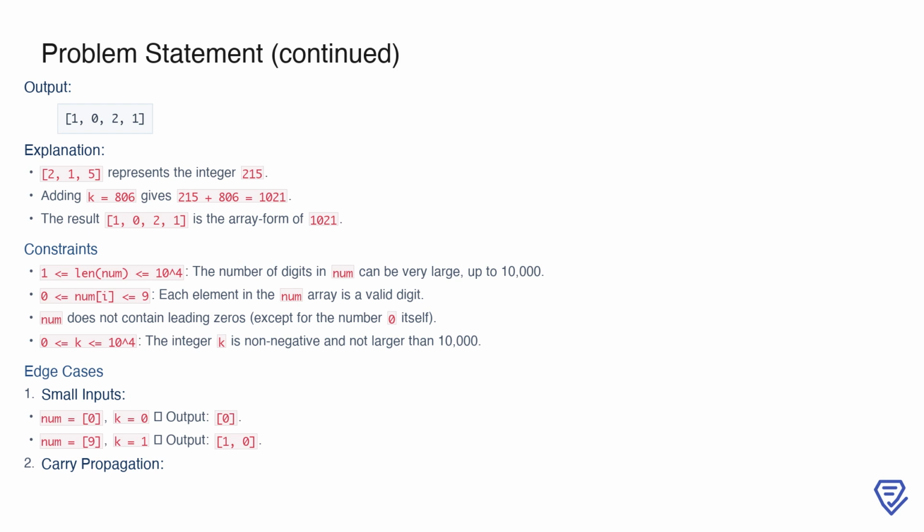The problem also provides several constraints to keep in mind. For example, the length of number can be as large as 10,000 digits, and each element in the number array is a valid digit between 0 and 9. Additionally, number will not have leading zeros unless it is the single-digit number 0. The integer k is always non-negative and capped at 10,000.